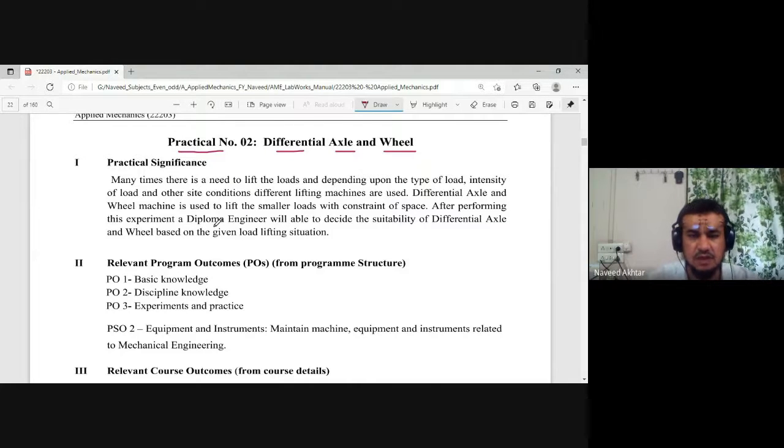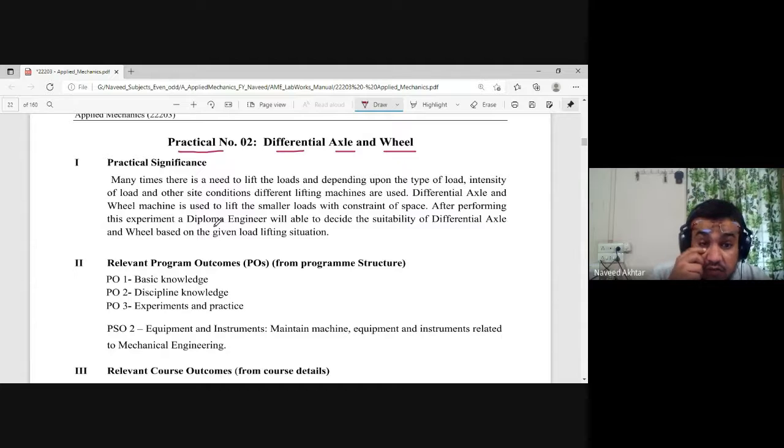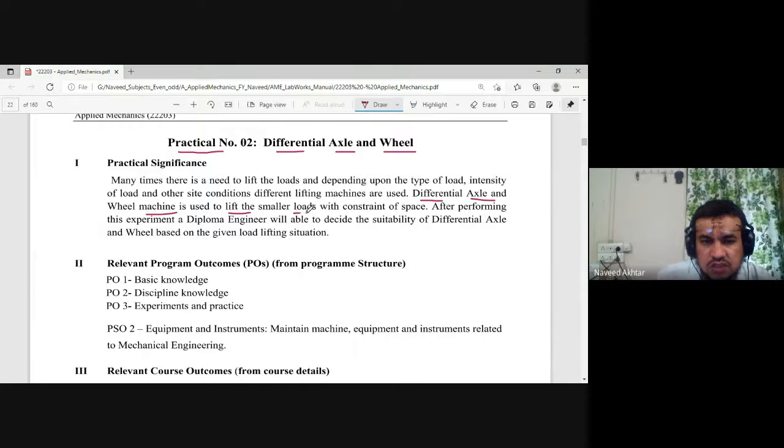Okay, so many times we need to lift a heavy load, and to lift the load we need a machine, and that may be of different types. For selecting the type of load and the type of machine, you should know the different machines. Here is the simple machine, the differential axle and wheel. The machine is used to lift smaller loads. It is used to lift smaller loads with a constraint of space.